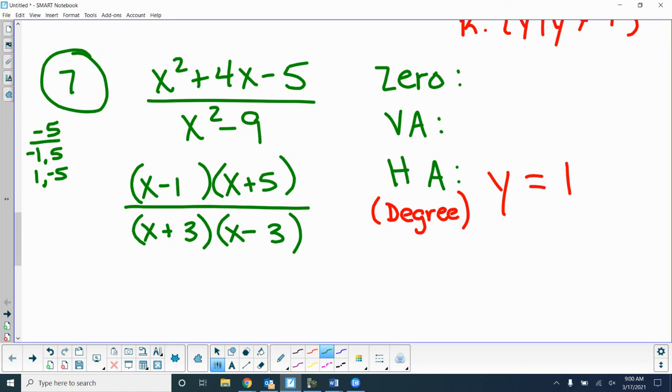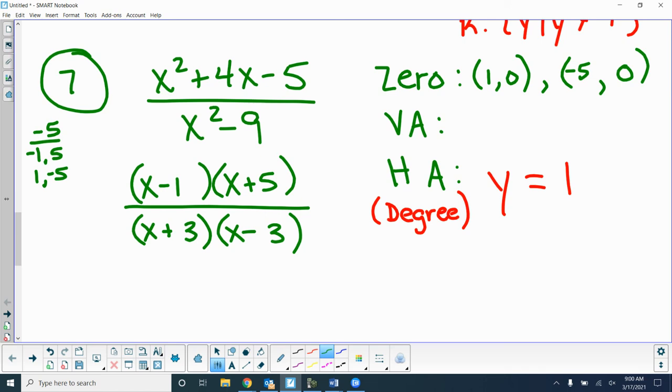Okay? So the zeros are what make the numerator, the top, zero. So what number makes this binomial zero? 1, right? So one of my zeros is (1, 0). If you're being technical, it's a point, right? The zeros are where the graph crosses the x-axis, right? What number for x makes this second binomial 0? -5. If you just put 1 and -5, that's fine. I'm just writing it out the proper way.